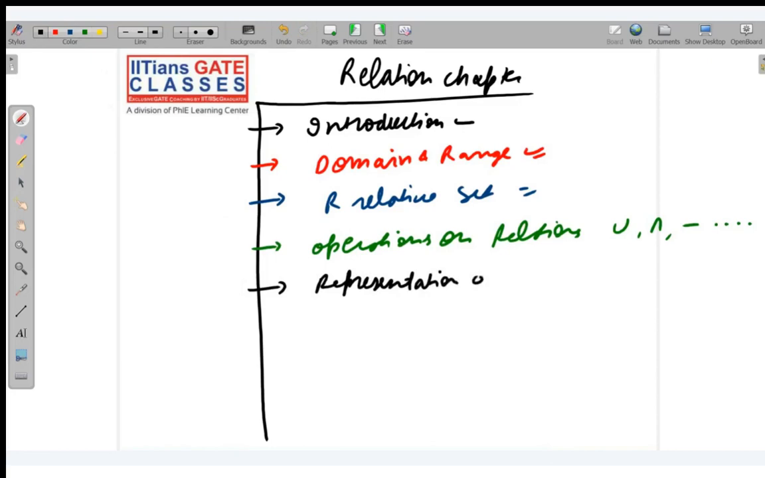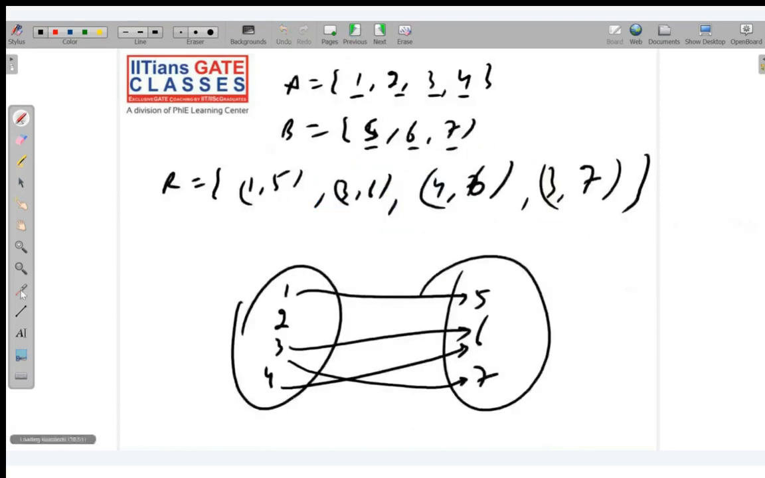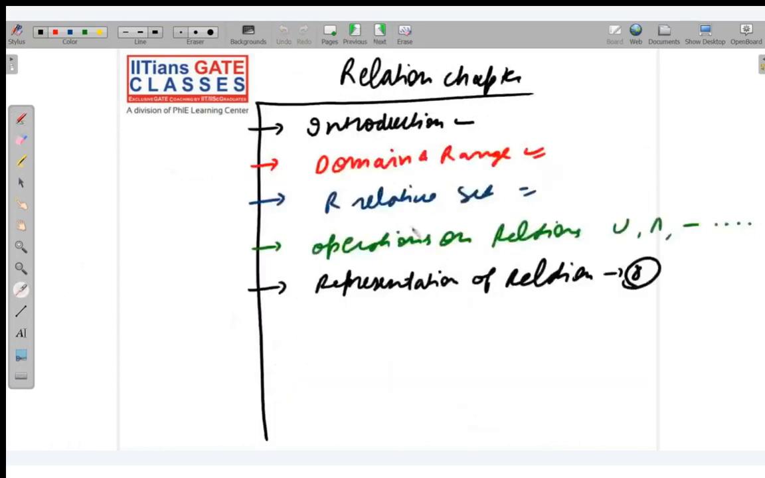Representation of relation. How relations are represented. There are a total of 8 ways which we are going to study, one by one. One of the ways I have shown you here itself, like this. Another way is this only, listed form. This is a set form. We will see a total of 8 notations. I will give you the idea about all these things. After representation we will start properties of relation.